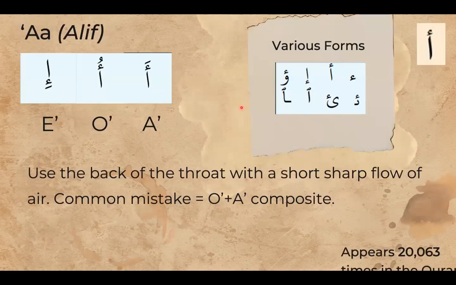Alrighty, alhamdulillah. Now we're cooking with gas, as they say. So this is the first letter, alif. You probably hear it. It's pronounced as a, u, i.